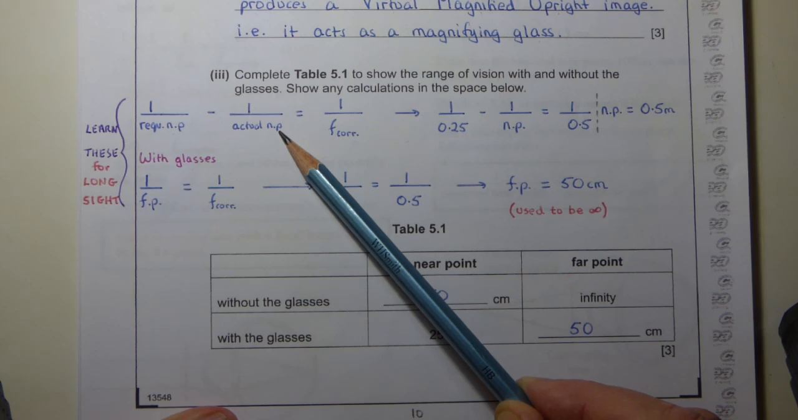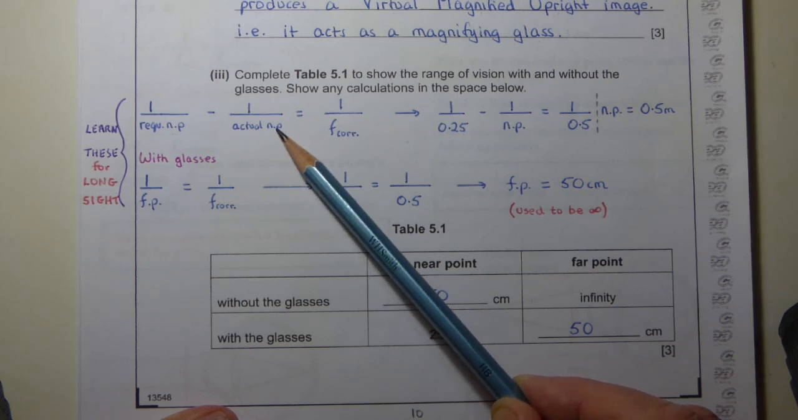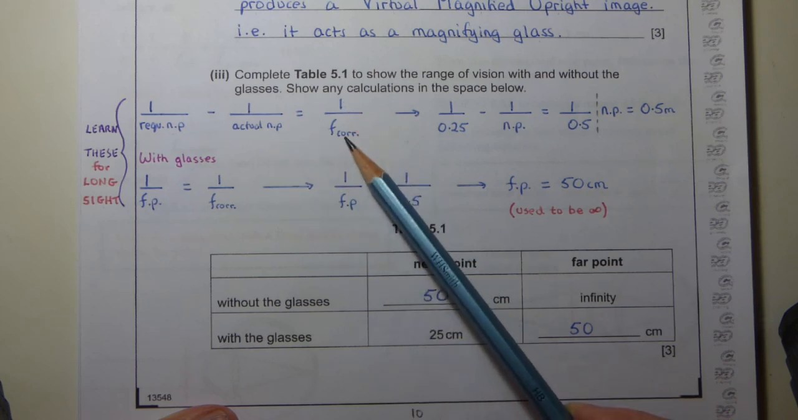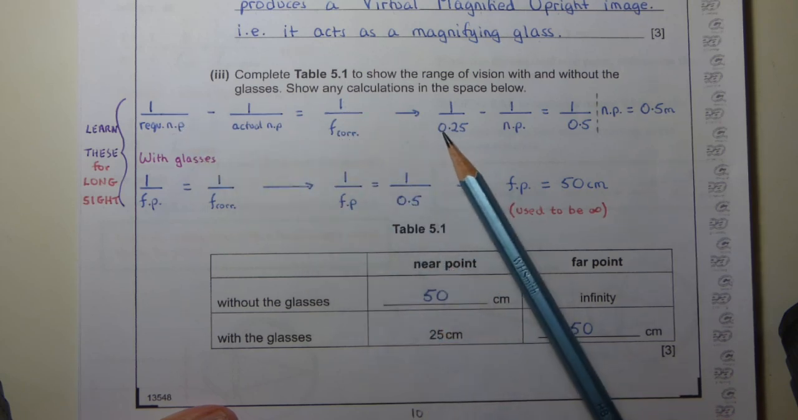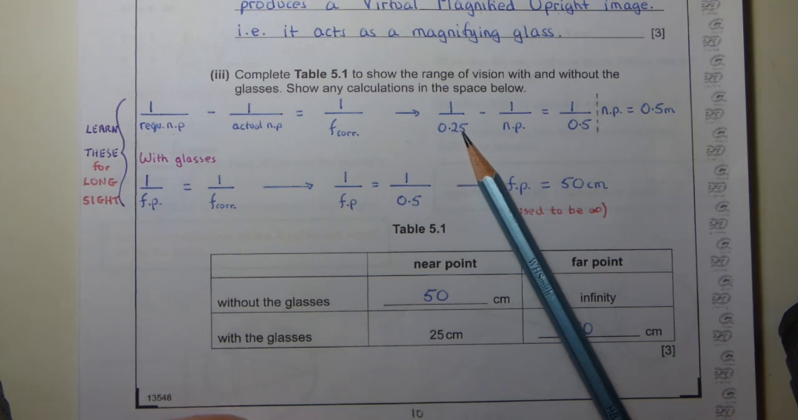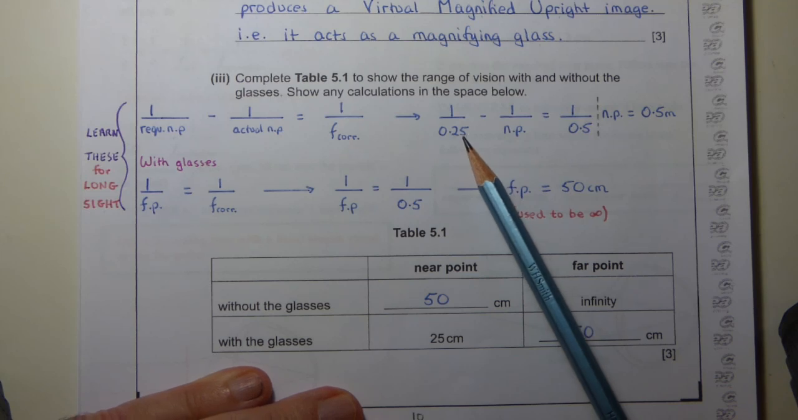Now, you'll find out in just a moment that the actual near point of the person is 50 centimeters, which is far too far away. Anyway, that's the formula. Learn it like a parrot and then simply put your numbers in. There's the required near point, 0.25. In fact, it says that you've got this object at 25 centimeters.